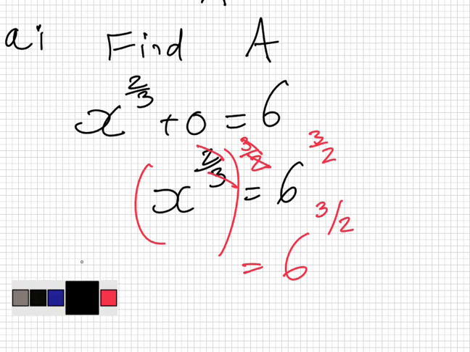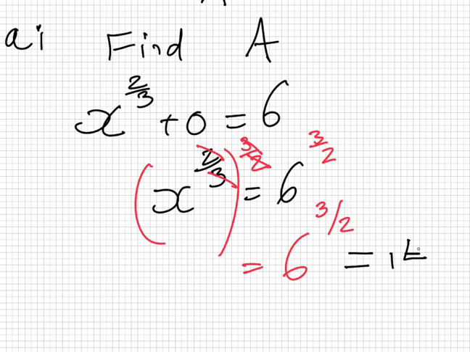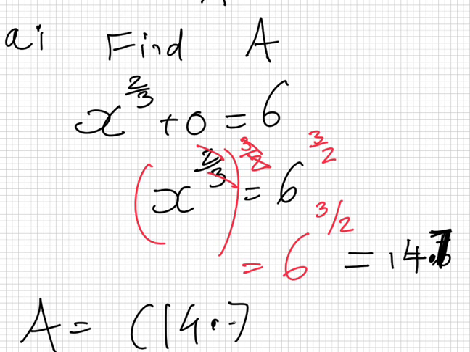What's that number, please? It should be 6 square root 6 cubed. What is it? 14.70. So the answer is A equals 14.70. That's the A.